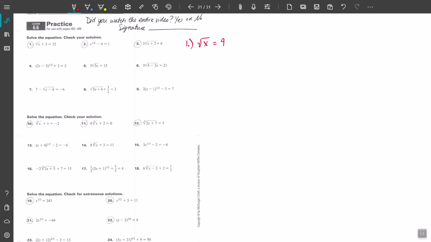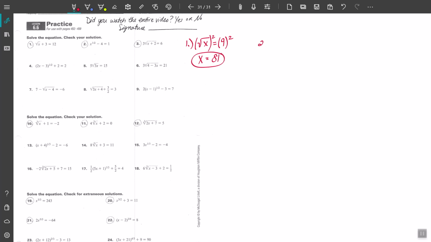And then from here, if we want to undo that square root symbol, we know that we can just raise it to the exponent of 2. All right, so you can always undo any root by raising it to the exponent that matches the index of that radical. So if we do it to that side, though, we also have to do it to this side. And so we find that x in this case equals 81.